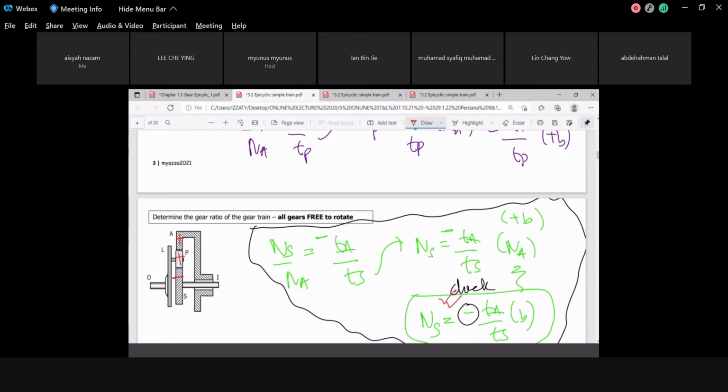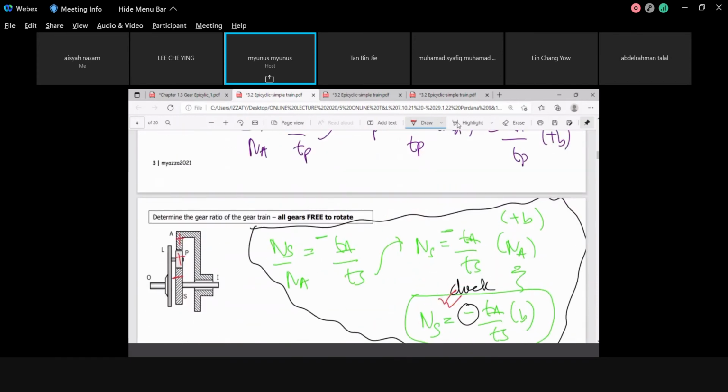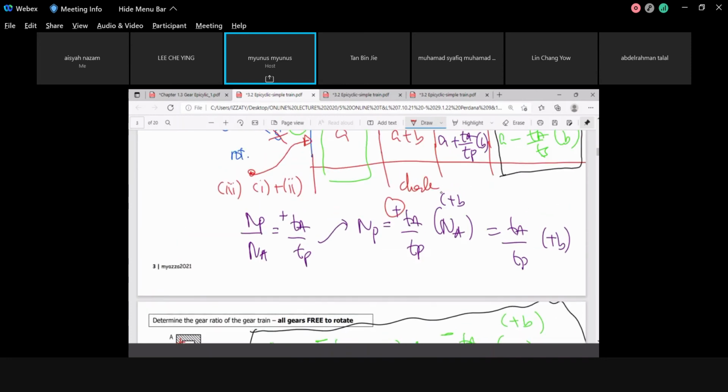Okay. The other one, this one, you can always check this one, correct, no? Check. We check, and we clear this one. So A is positive. Planet will be positive, correct, no? It's correct.